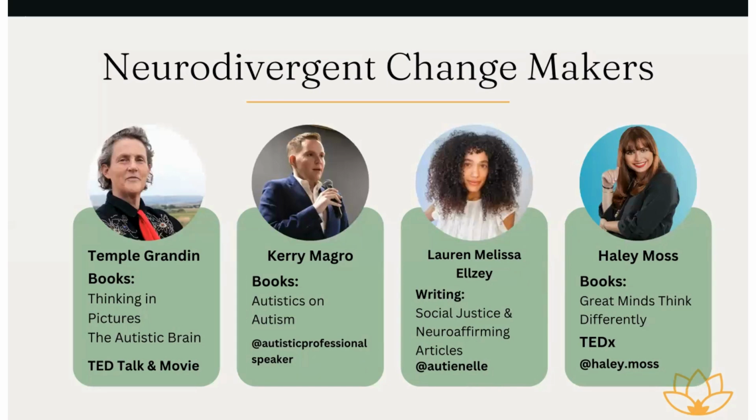So that one is really helpful for families of children on the autism spectrum, because again, she gives a lot of information about how you can best support your child in self-advocating for their communication styles and their sensory needs and things like that. Another one is Haley Moss. She actually is the first autistic lawyer. She's also an artist, and she has a book called Great Minds Think Differently. She has a TED Talk as well, and she also posts information on Instagram as well.